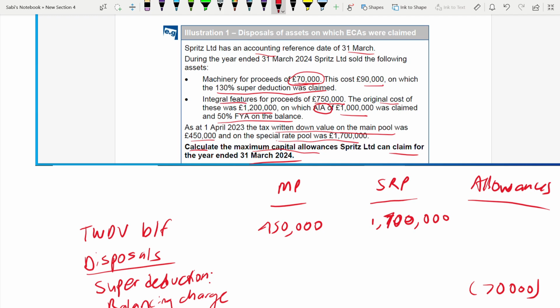Okay. So integral feature, the cost was 1.2 million and you have claimed the entire 1 million AIA. So how much is left? 1.2 million minus 1 million AIA you are claiming. Then you are left with 200,000, 0.2 million. So here you have been given a formula for 50% FYA. Balancing charge arises on the sale proceed relating to the proportion on which FYA was claimed. So what is the sale proceed? 750,000.